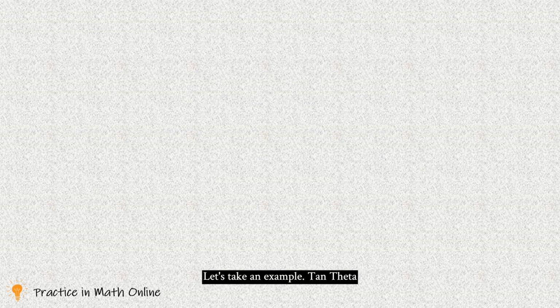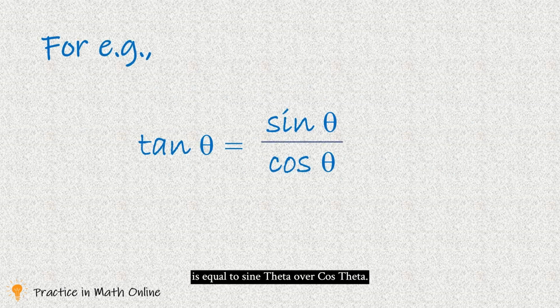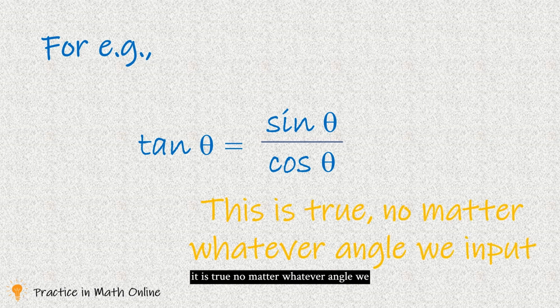Let's take an example. Tan theta is equal to sine theta over cos theta. First of all, it contains an equal to sign, so this is an equality. Secondly, it is true no matter whatever angle we input into this equality. If it fails for just one angle, even though it is true for many other angles, then it will no longer be an identity.